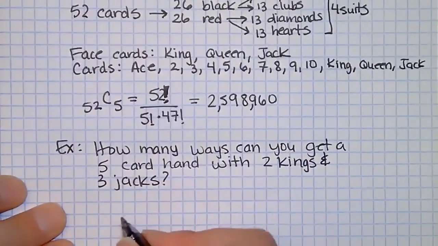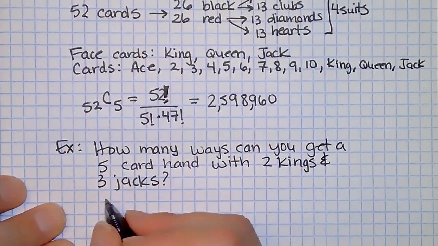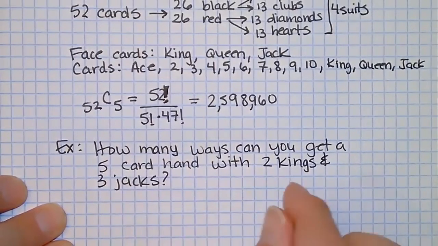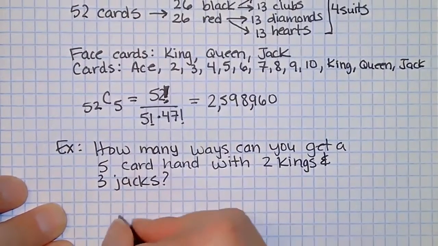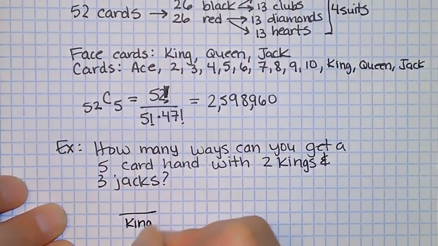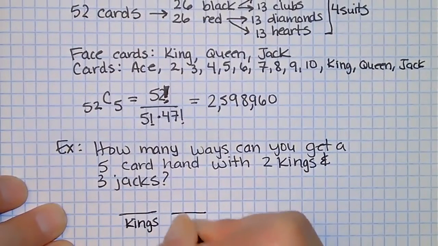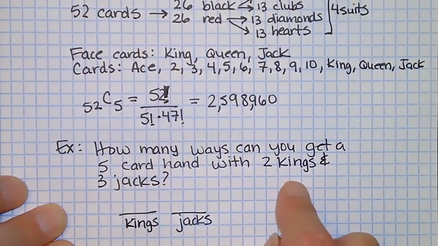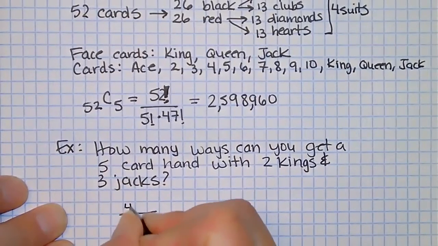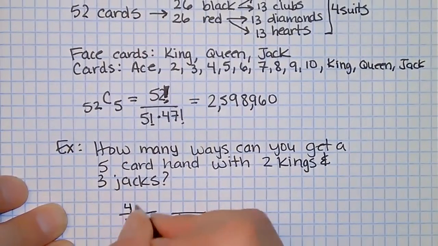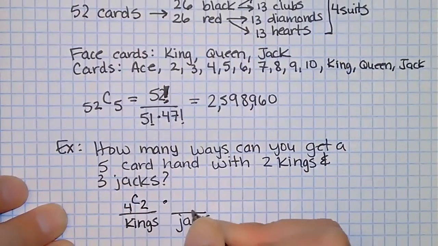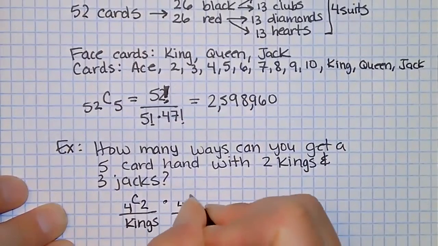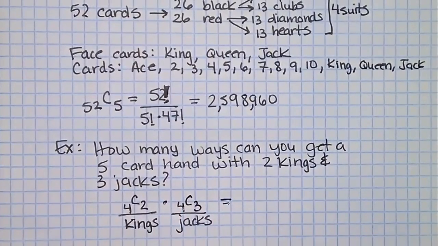So you want to think about this in terms of the fundamental counting principle, like we did the very first day of this chapter 12, because I want 2 things to happen. I want to get kings and I want to get jacks. So I'm going to take all the ways I can get my kings times all the ways I can get my jacks. Now, for my kings, how many kings do I have? I have 4 kings. And how many kings do I want? 2 kings. 4 choose 2 times. And how many jacks do I have? Well, 4 jacks. How many do I want? 3. Times 4 choose 3. And I'm going to work that out.